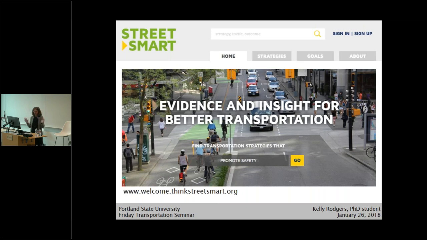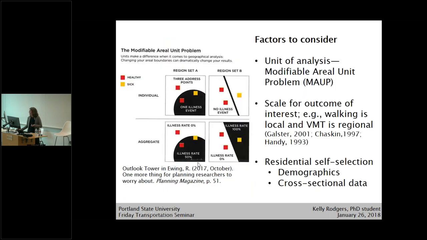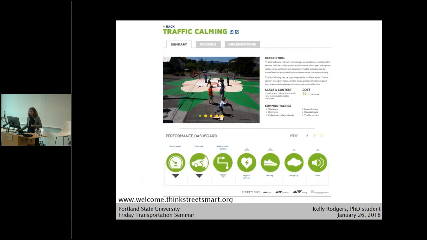Just briefly for context, this research informs a research synthesis tool that I'm developing called Street Smart, which takes the empirical evidence of the relationship between different transportation strategies and shows how it affects different community goals. This is an example, in prototype form right now. This is the web page for traffic calming, if you were to search for a transportation strategy. You can see how it affects different goals that communities have around vehicle speed, crash data, and other things like that.